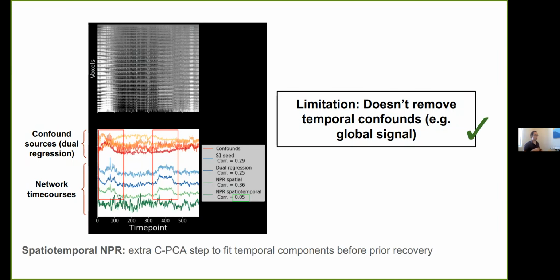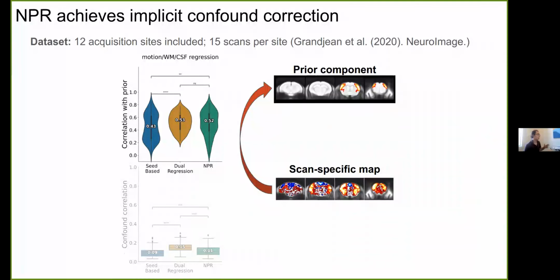So the final innovation that was necessary was to add another CPCA step to NPR, where now we're fitting also temporal principal components, which were able to effectively mitigate these global signal effects. Now, the technique was systematically tested across 12 different mass fMRI acquisition sites, covering a range of data quality.